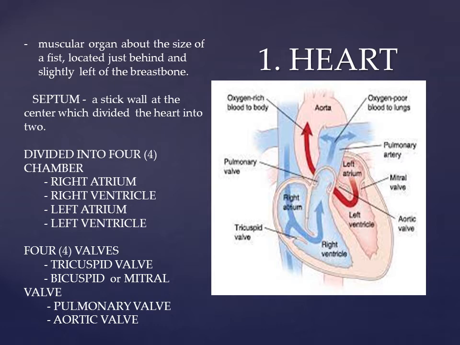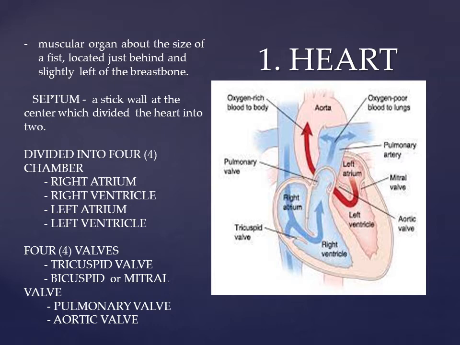The right atrium receives blood from the veins and pumps it to the right ventricle. The right ventricle receives blood from the right atrium and pumps it to the lungs where it is loaded with oxygen. The left atrium receives oxygenated blood from the lungs and pumps it to the left ventricle. The left ventricle is the strongest chamber. It pumps oxygen-rich blood to the rest of the body.